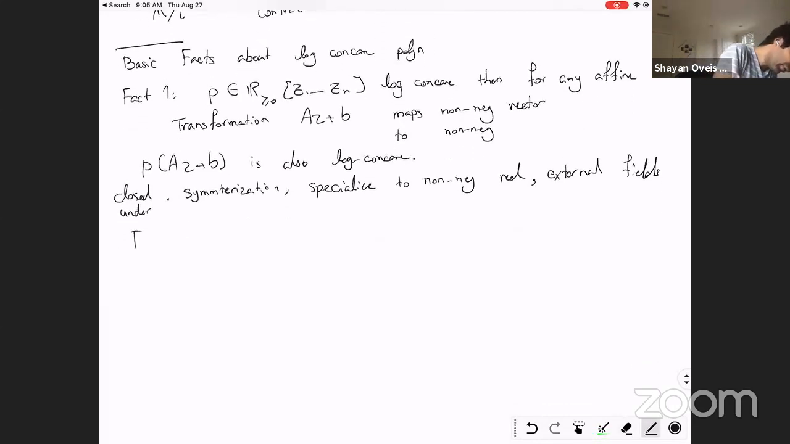Now, fact 2. I'm not going to prove fact 1. It's part of one of the assignments of this lecture. Now, fact 2 is that let's say you have P log concave and d homogeneous.